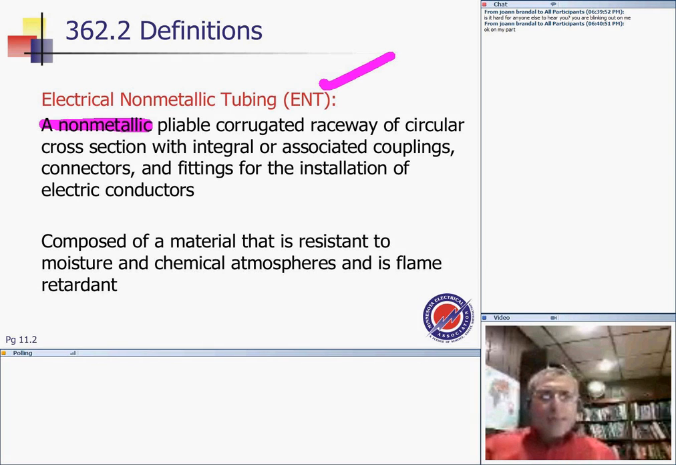The first thing that comes to my mind when I hear the word non-metallic, guys, is pliable. When you hear the word pliable, it's easy to move. We're not talking about EMT here. It has the advantage of the PC, non-metallic but pliable. You can move it easily. Corrugated, and it's a circular raceway, not a rectangular cross section, with integral or associated couplings, connectors, and fittings for the installation of electrical conductors.